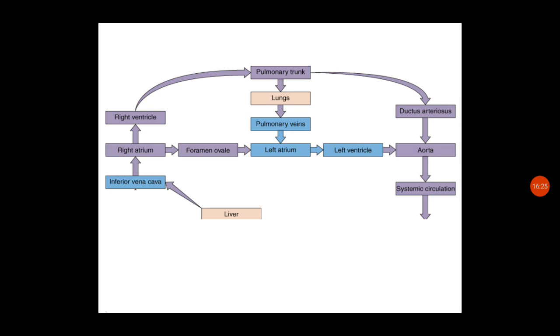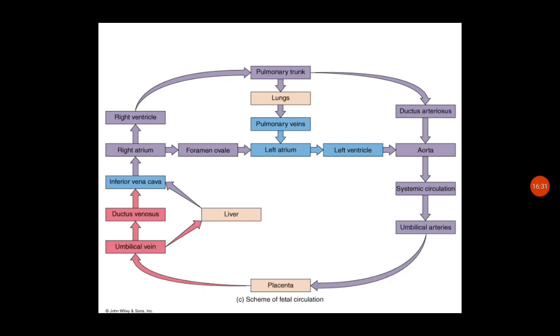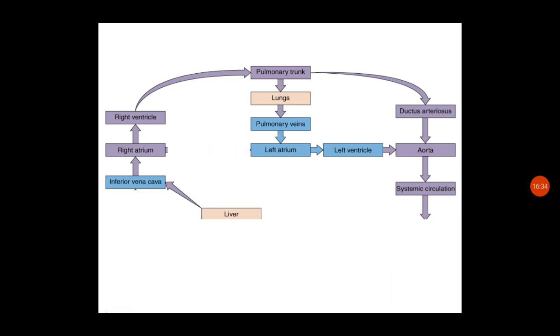Next, the change that will occur is the pressure change between the right and left atrium, because we already discussed that the pressure in the systemic circulation is increasing compared to the right side. So this pressure difference between the right atrium and the left atrium will cause the foramen ovale to close.